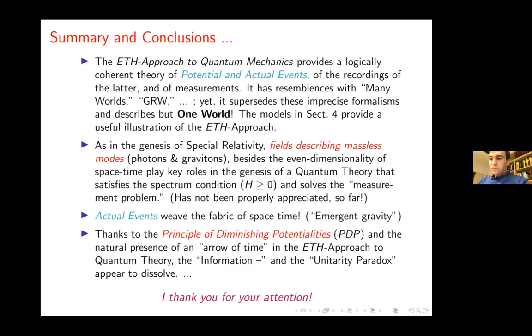I do, however, believe that the unitarity or information paradox is a big misunderstanding. You see, the notion of a pure state doesn't mean anything, because when I look at all possible potential events that might happen in the future of a space-time point, I get an algebra which is what is called a type III von Neumann algebra.